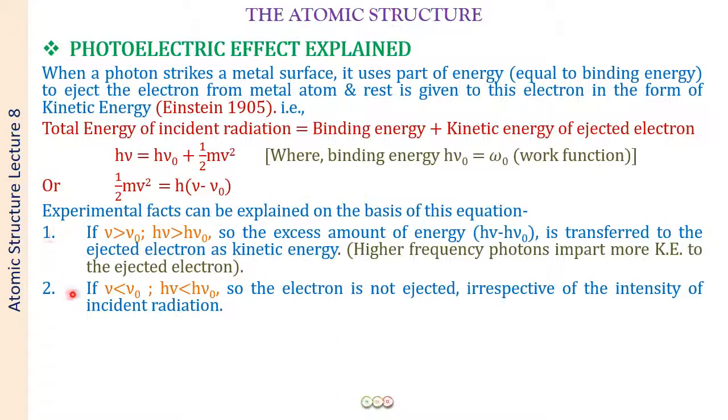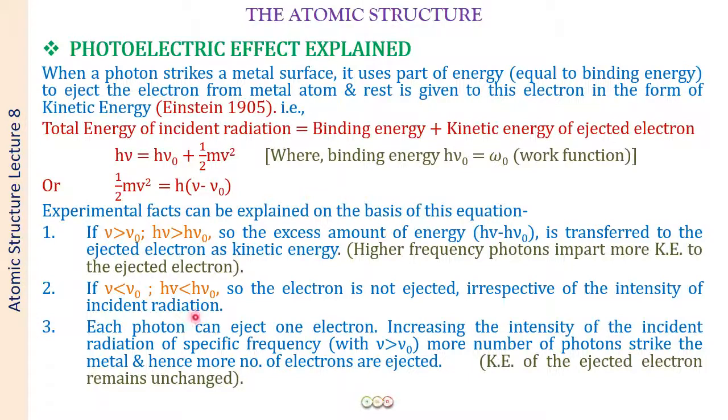Now, if the frequency is less than the threshold frequency, the energy would be less than the binding energy, so the electron is not ejected. The boys would not have been pushed out of the line had Rahul and his friends had less energy than these boys. Okay, so irrespective of the intensity of the incident radiation.